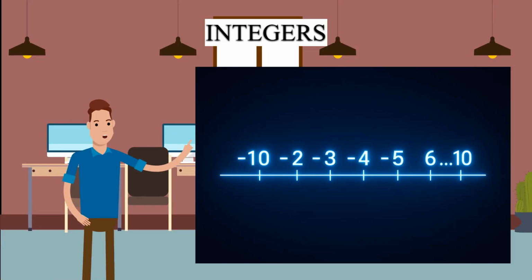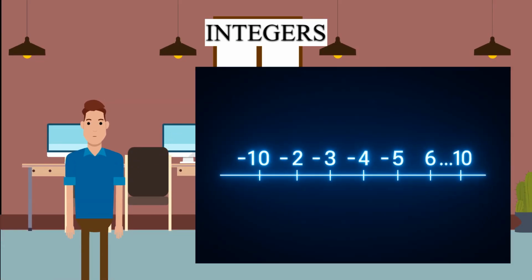Integers include all whole numbers, both positive and negative. Examples include -3, -2, -1, 0, 1, 2, and 3. Unlike natural numbers, integers include 0 and negative values. Think of temperatures. If the temperature falls below freezing, you might see values such as -5 degrees Celsius. That's an integer.